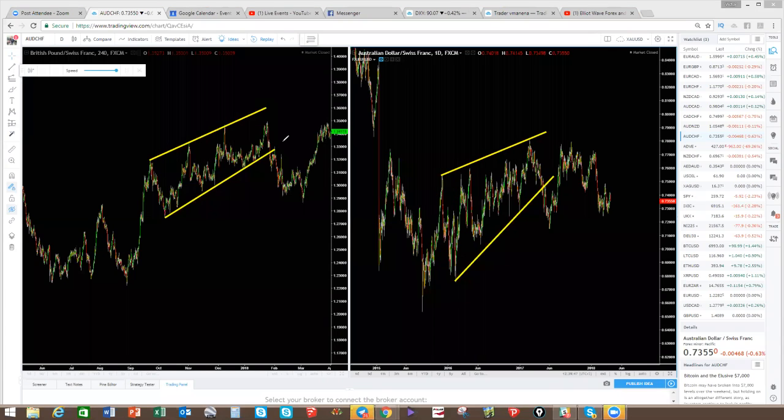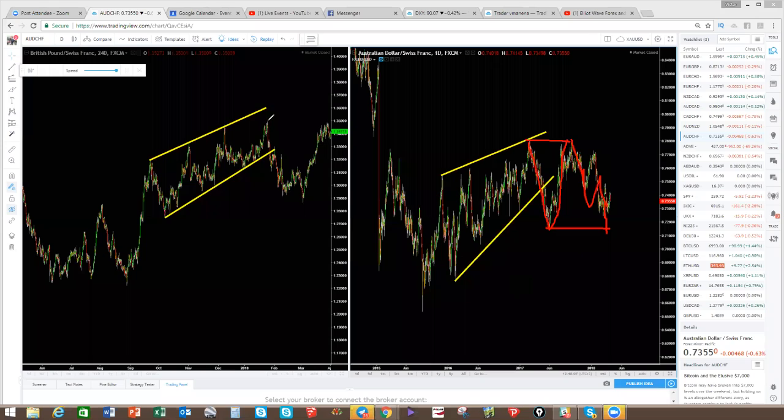But what happens after that? What happens after that is this move to the downside. Comes back and retests the top. When it retests the top, it comes back down with this move. This is the current move now, which may even come back and retest the low here.